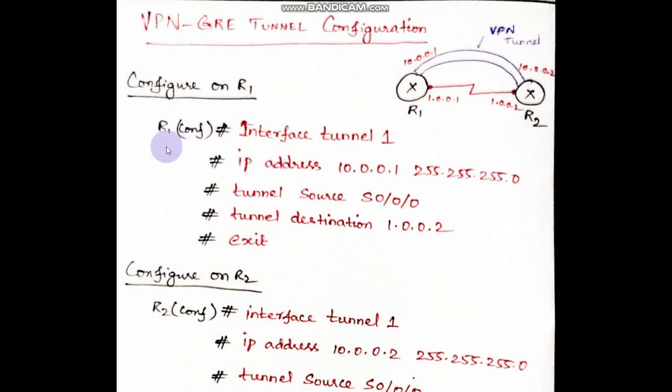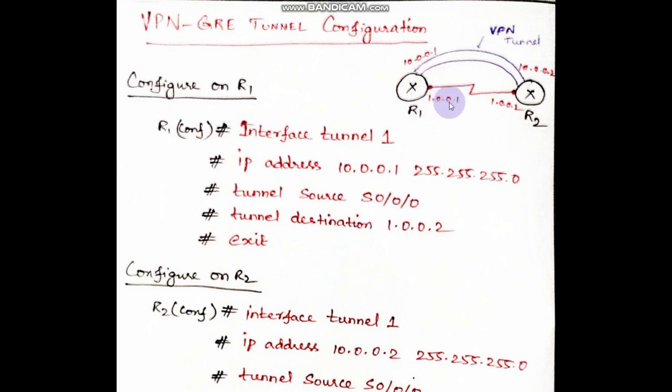So for R1 I am giving the IP address 10.0.0.1 with subnet mask 255.255.255.0. Next you have to give the tunnel source and tunnel destination. For example, R1 wants to communicate with R2. Then R1 is the source side and R2 is the destination side. So what is R1's actual source address? It is 1.0.0.1.